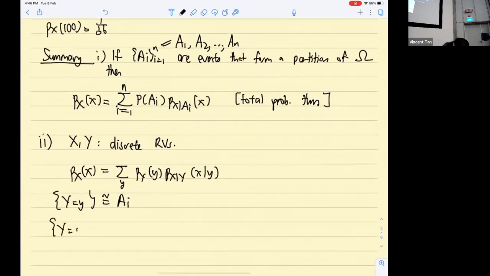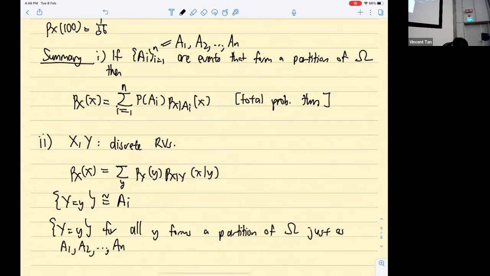So Y equals y, for all y, forms a partition of the sample space, just as A1, A2, all the way up to An also forms a partition of the sample space. Okay? Right, so basically these are the same thing, right? Because now we just vary the y here, here we vary the i, they are roughly the same, okay? Right, so today we talked about conditional probability mass functions and conditional probability mass functions given another random variable.